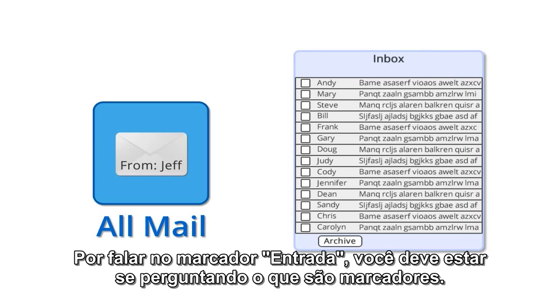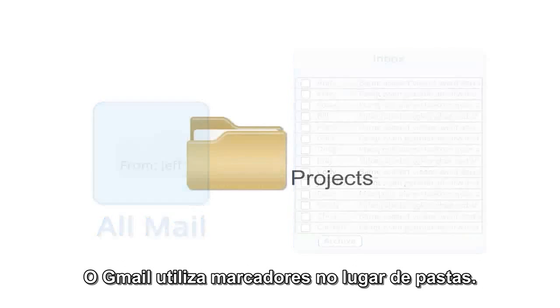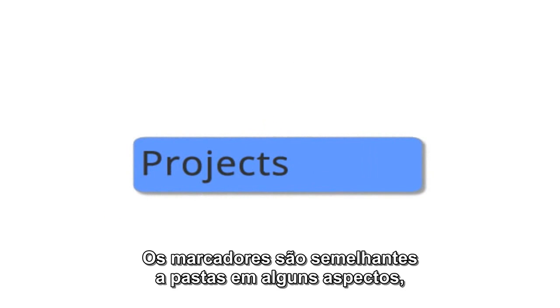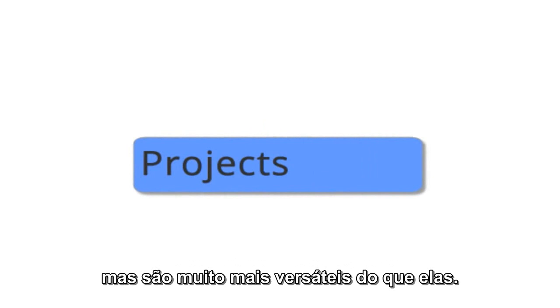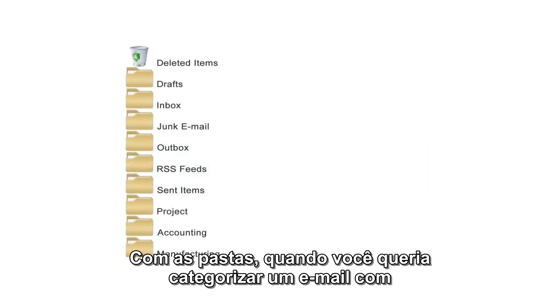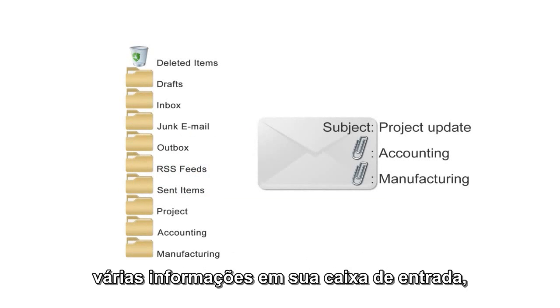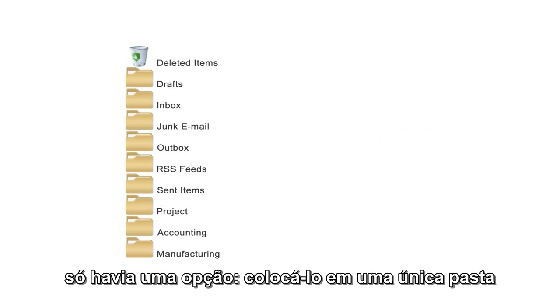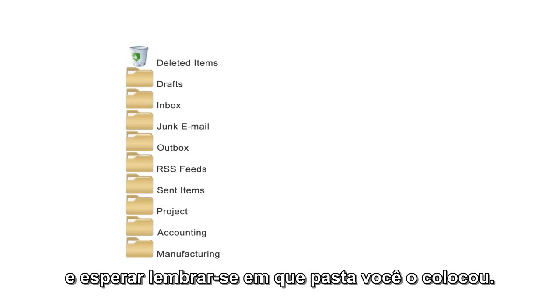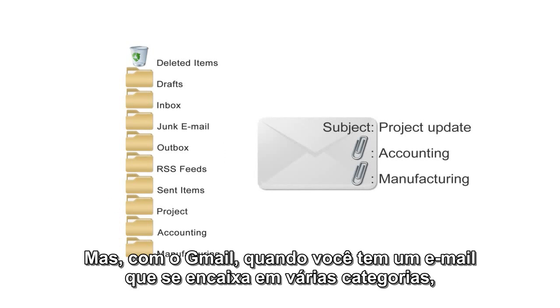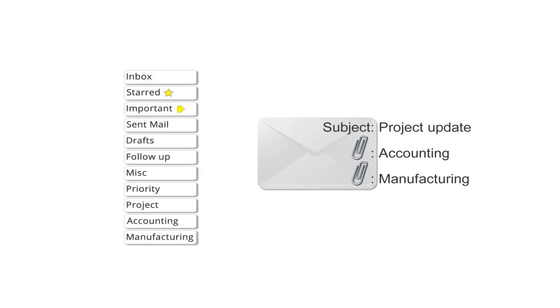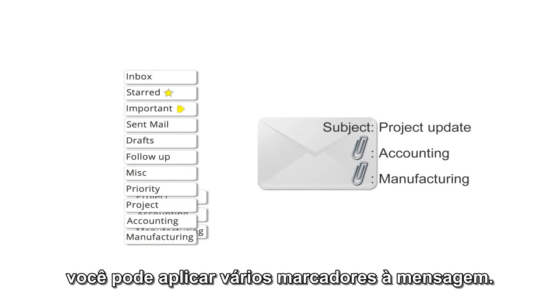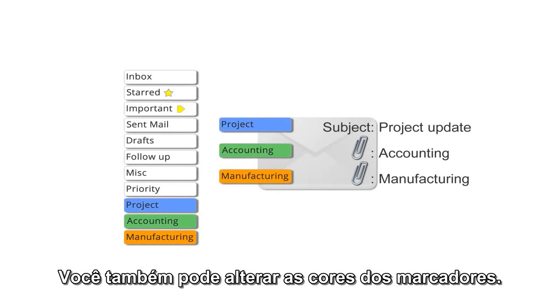Speaking of the inbox label, you may be wondering what labels are. Well, Gmail uses labels in place of folders. Labels are similar to folders in some ways, yet much more versatile than folders. With folders, when you had an email in your inbox that contained multiple pieces of information and you wanted to categorize it, you really only had one option. Place it in a single folder and hope you remembered in which folder you placed it. But with Gmail, when you have an email that fits a number of different categories, you simply apply multiple labels to the message.